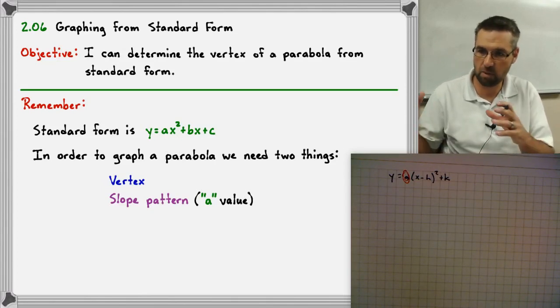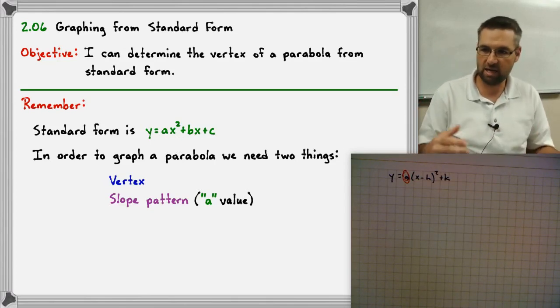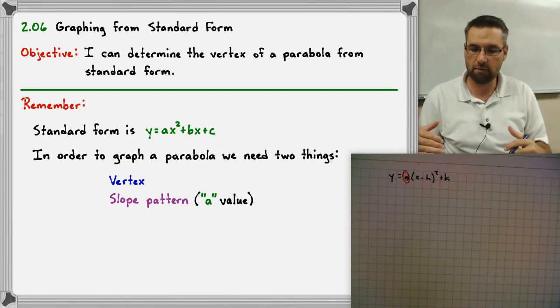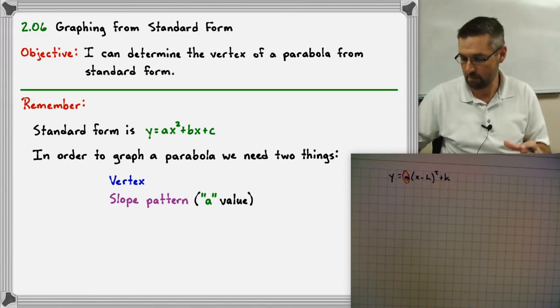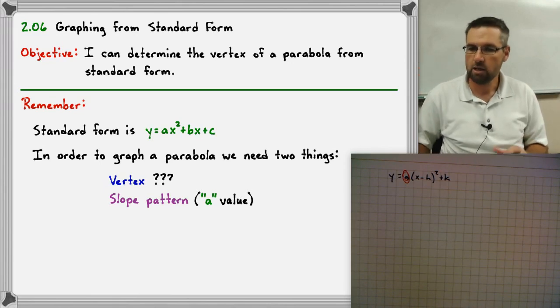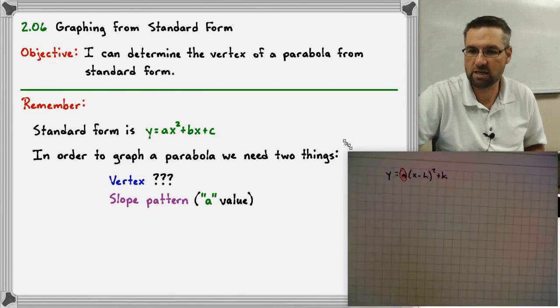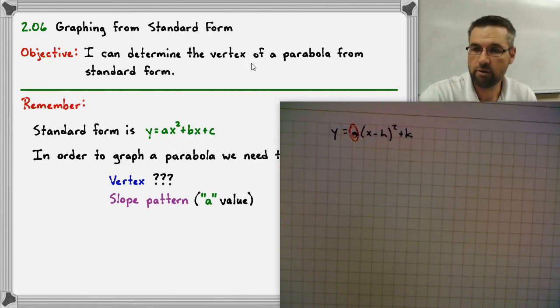That's nice. If a is positive, it opens up. If a is negative, it opens down, and then it follows the 1 over 1, 4 over 2, 9 over 3 pattern, and then you multiply that by the a value. So that's nice. The question, though, is what is the vertex? How do I figure out the vertex from standard form?